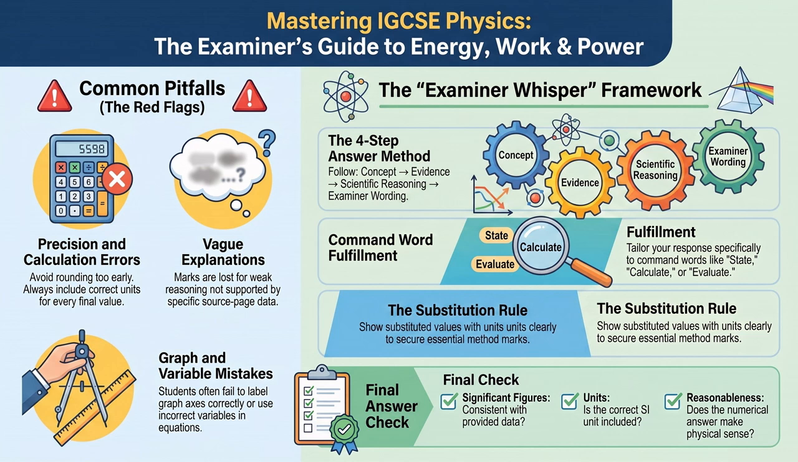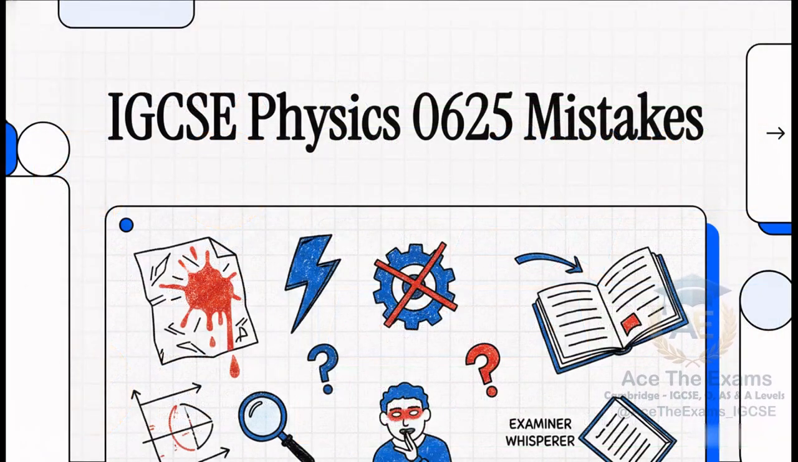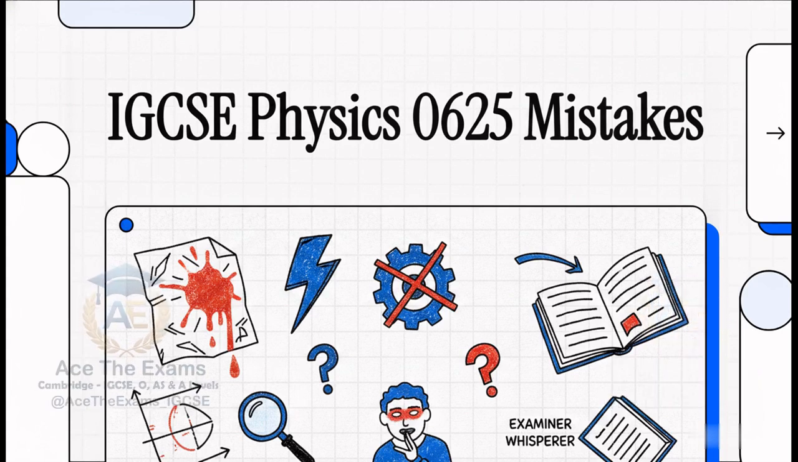Thousands of students are literally bleeding marks on the Cambridge IGCSE Physics Energy paper right now. And the worst part is, they don't even realize it. You could walk out of that exam hall feeling like an absolute champion, only to get your results back and wonder, wait, where did it all go wrong? Well, today, we are going to fix exactly that.